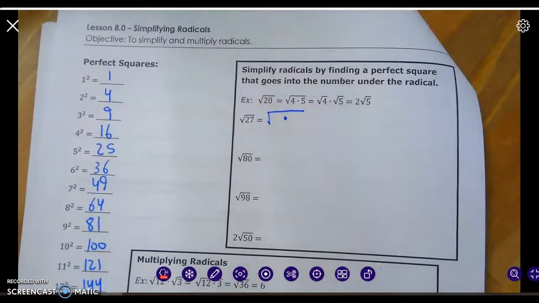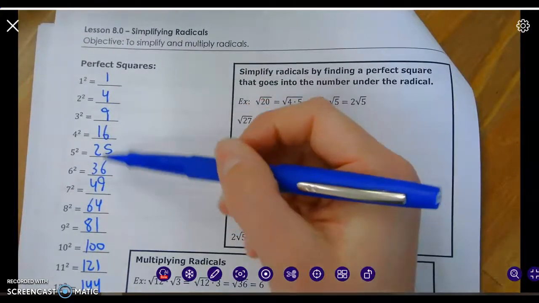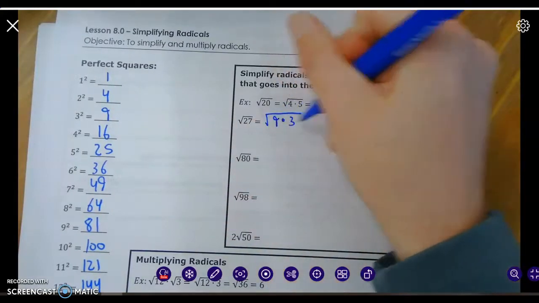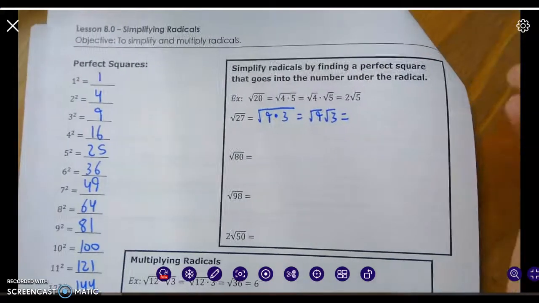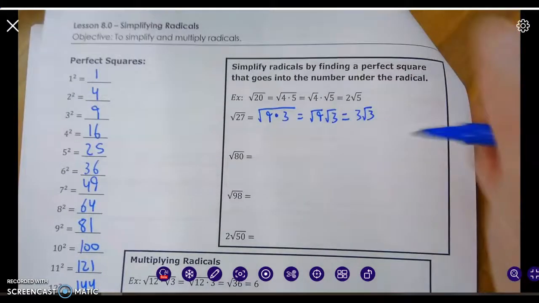Okay, so we're going to do that with the square root of 27. We're going to find two numbers that multiply to 27, and one of them needs to be on this list. So we're going to use 9 and 3, and then split them up into their own square root. And so the square root of 9 becomes 3, and the square root of 3 is square root of 3.